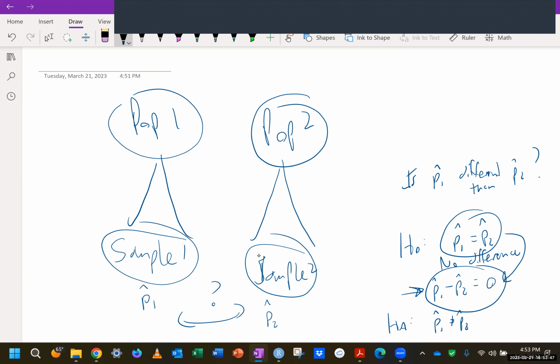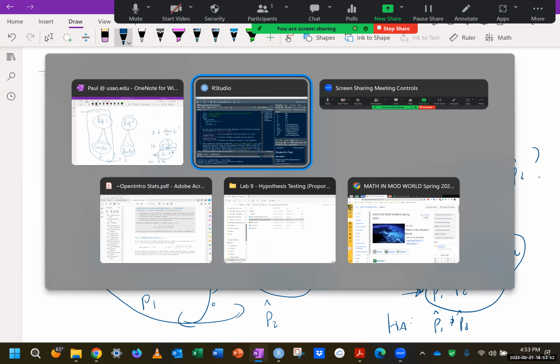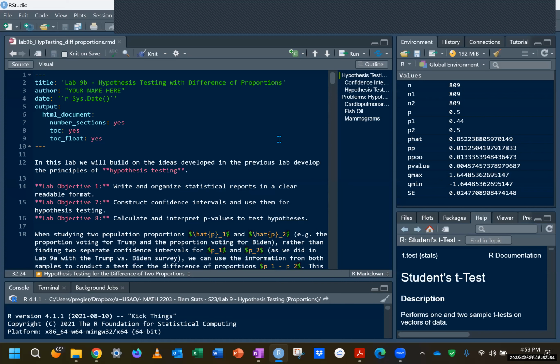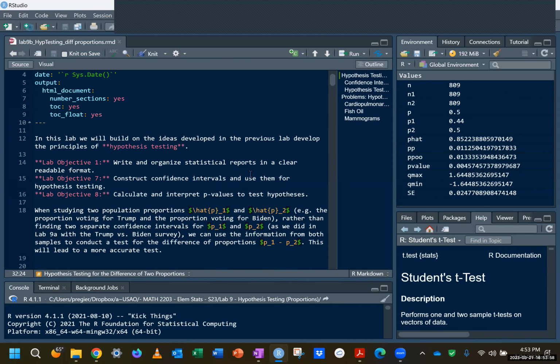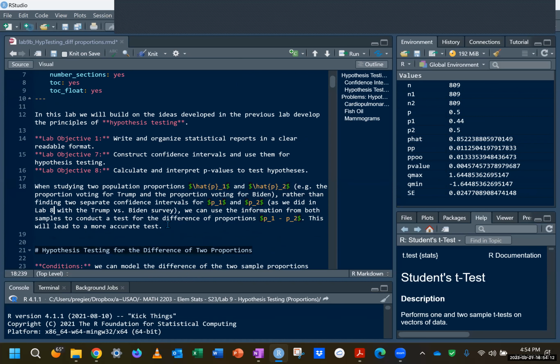Same process as if there's just one, but now we've got two samples. We're looking at the comparison of them. So this is actually a more powerful test than what we did in the previous lab, by finding different proportions for two different groups. I think this was actually Lab 8, where we compared Trump and Biden's voting rates from a sample to see if there's a difference. But the difference in this test is it requires us to have two different groups we're sampling from.